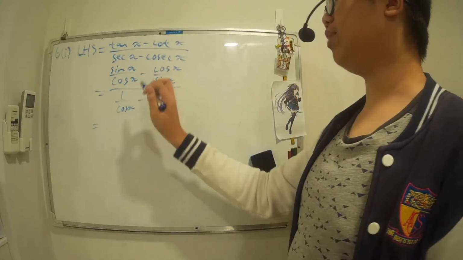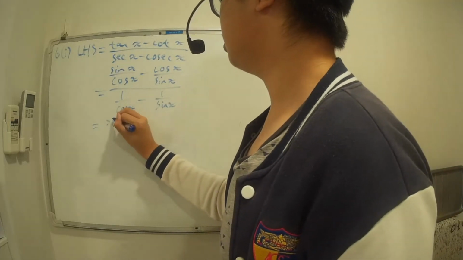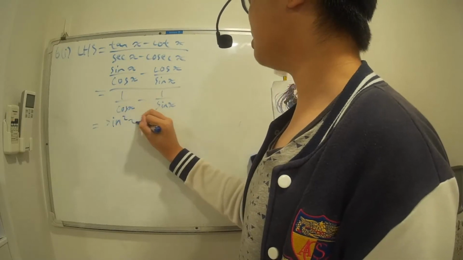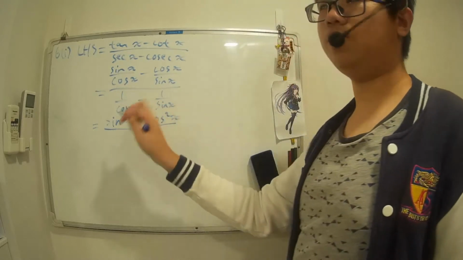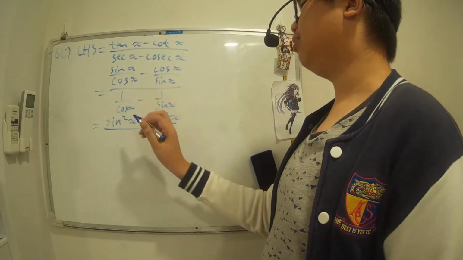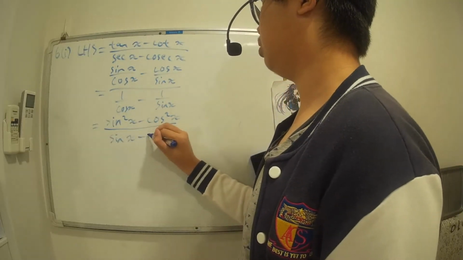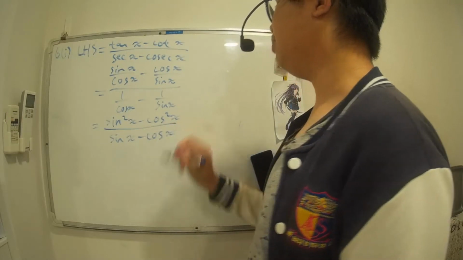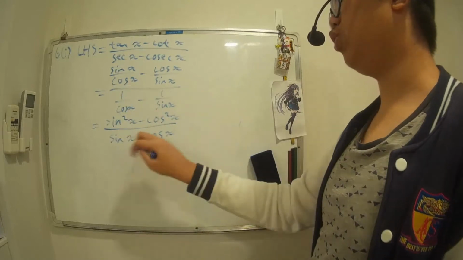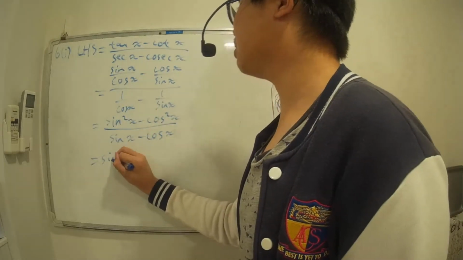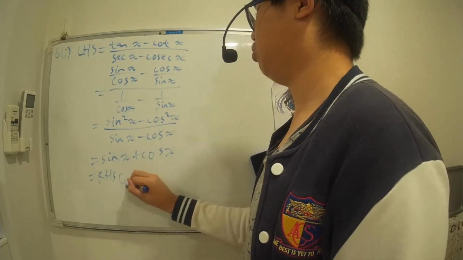If I multiply both the numerator and denominator by sine and by cosine, then I'll have sine squared x minus cosine squared x over, and then multiplying by sine and by cosine, I have sine minus cosine. And then the top is a difference of two squares, (sine plus cosine)(sine minus cosine), which will cancel out with the bottom. So this is sine x plus cosine x, which is the RHS.